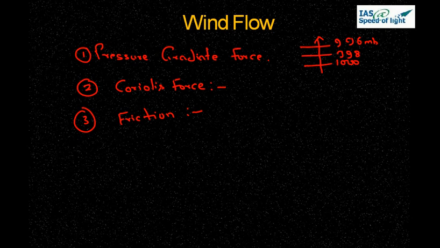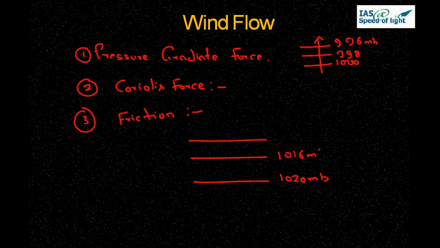Now let us put all these forces together and see the resultant wind. These are the three isobars. So now pressure is decreasing. This is a pressure of 1020 MB, and it is decreasing from 1020 to 1016 and 1012. So air is going to move from high pressure to low pressure. This is the pressure gradient force.